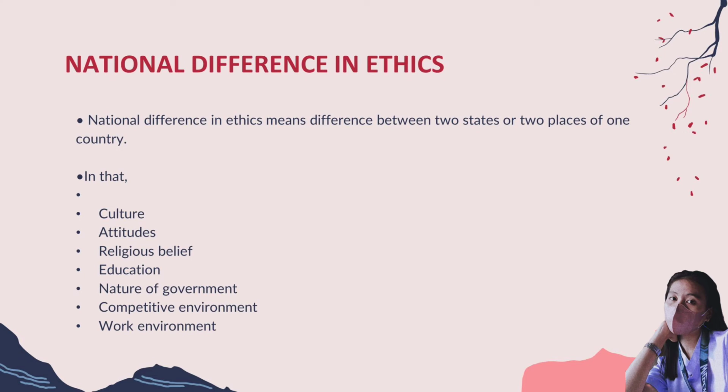Then next, the religious belief means the belief in the religion's central articles of faith. Then next, the education means enlightening experience. Then the nature of government means the institutions that make and enact policies. The next, the competitive environment means the system where different businesses compete with each other by using various marketing channels. The next is the work environment, meaning shared values, belief system, attitudes, and set assumptions.